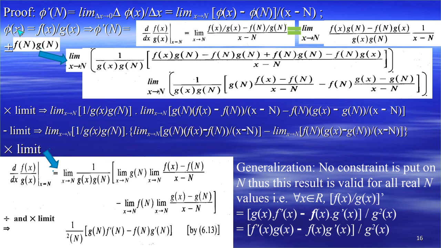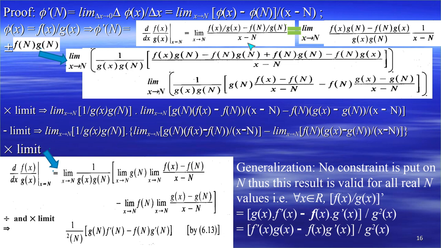Great. So if I replace φ(x) by f(x) over g(x), I obtain φ'(n) equal to the derivative of f(x) over g(x) at the point x equal to n. This is the same thing. What is it? It is the limit when x goes to n of f(x)/g(x) minus f(n)/g(n). φ(x) is f(x)/g(x). φ(n) is f(n)/g(n). And the whole thing divided by x − n.